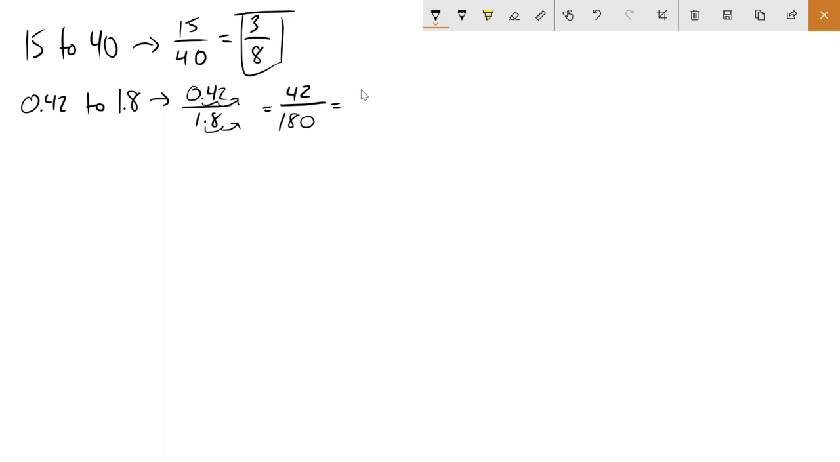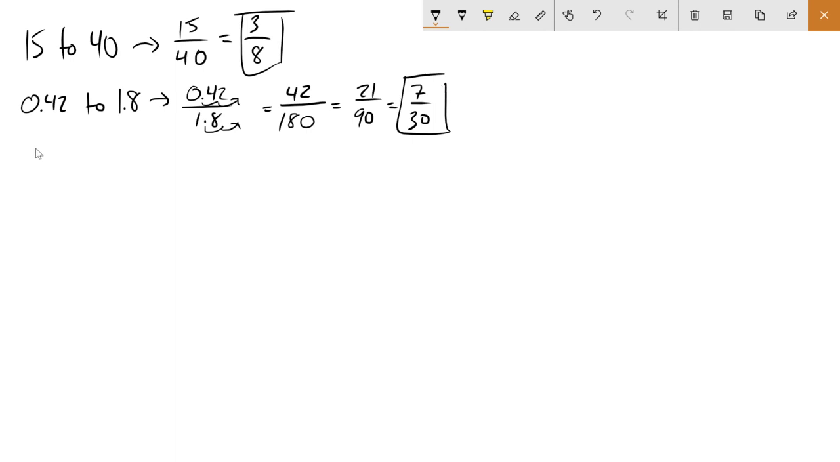42 divided by 2 is 21. 180 divided by 2 is 90. And then those are actually both divisible by 3. So 21 divided by 3 is 7. 90 divided by 3 is 30. And then I think that's as far as you can go. 7's prime. So that'd be 7 over 30. Yeah? All right, just let me know if you have questions.